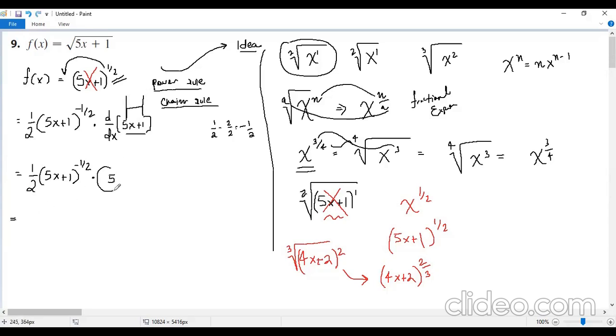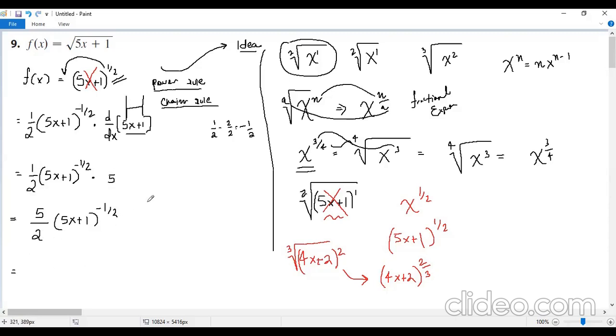And then what you can do in this stage is multiply the things that you can multiply. Note you can't distribute, right? But you can multiply your term. So you can say this is 5 over 2 times 5x plus 1 to the negative 1/2.